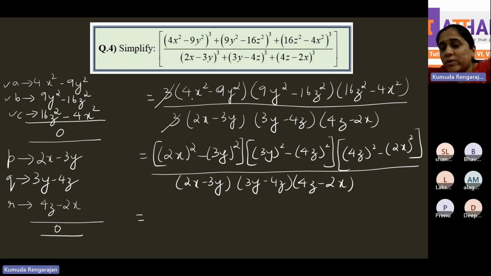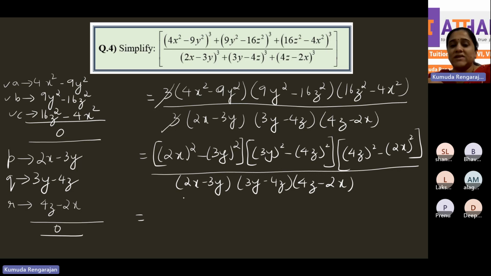Now in 9y square, the square is only for y. It is not for 9. After that, it is not a square minus b square. It should be a, the full thing should be squared, minus b, the whole of b should be squared. So you should write 4x square as 2x the whole square. What is 2x the whole square? 2x into 2x. 2 fours are 4, x into x is x square, 4x square.